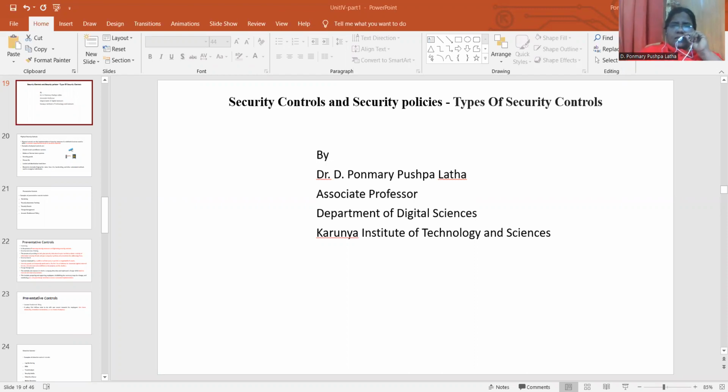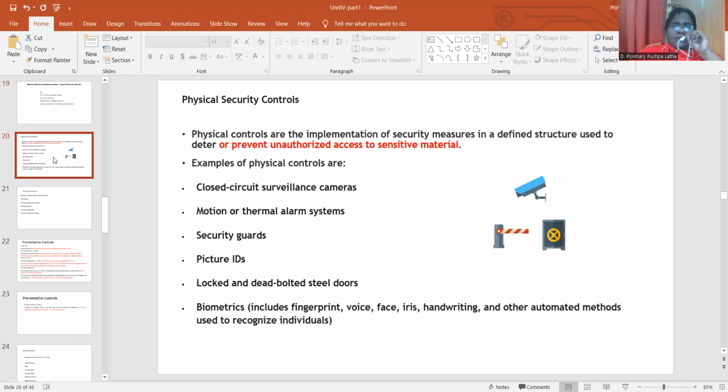Dear students, today in class we are going to see the different types of security controls. We have already seen some of them, like administrative controls. Today we are going to see the physical security controls. In physical security control, we prevent unauthorized access to sensitive material.